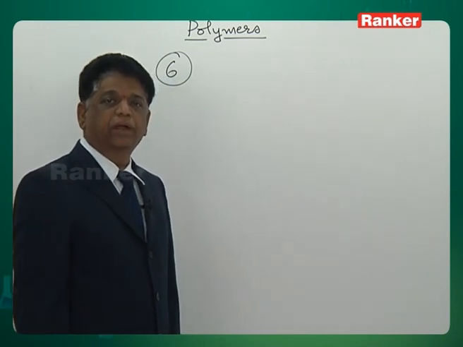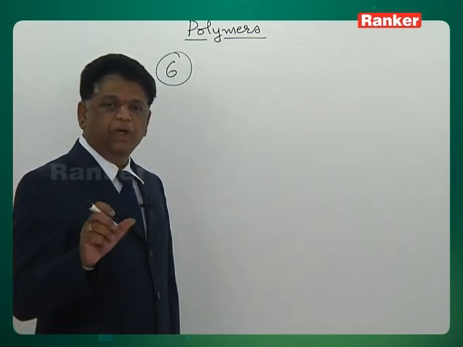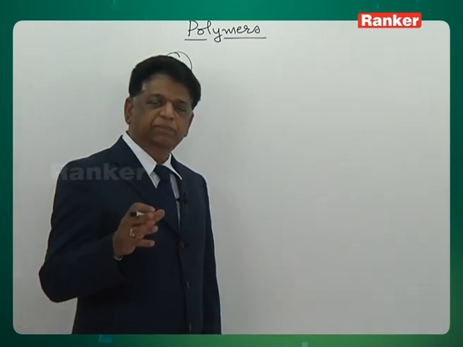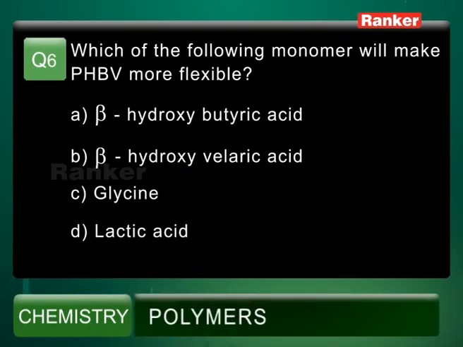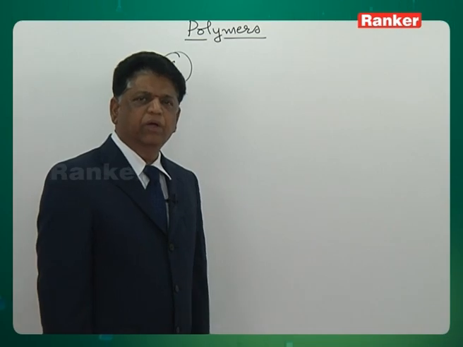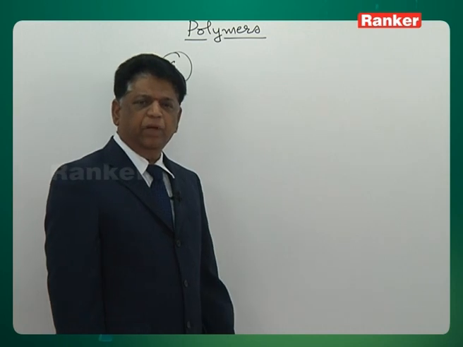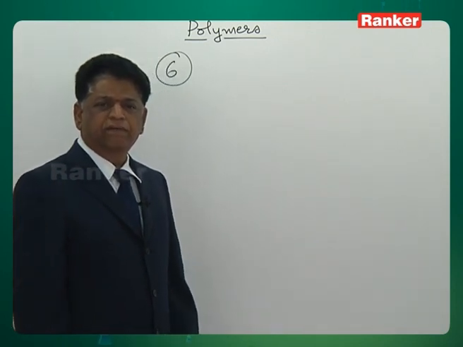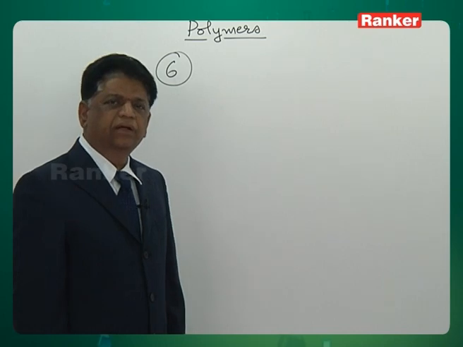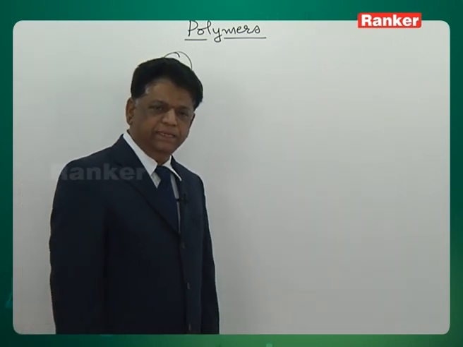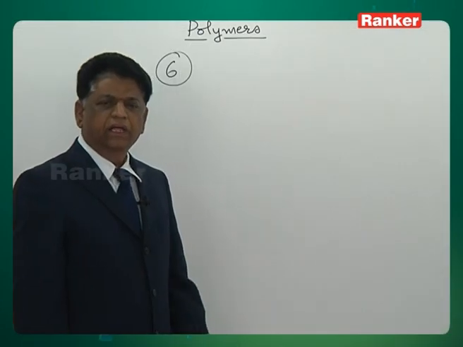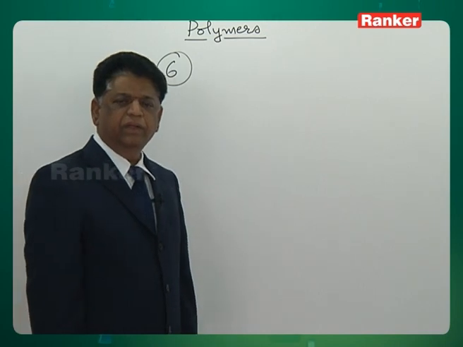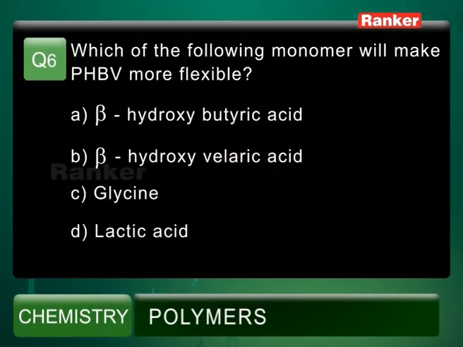Therefore, it is called a biodegradable type of polymer, in which if one of the components increases, the flexibility increases. That is what the question is framed on. Option A is beta hydroxy butyric acid, option B is beta hydroxy valeric acid. These two are the actual components involved, but it is said that option B, beta hydroxy valeric acid, increases the flexibility of the polymer. Glycine and lactic acid, options C and D, are not correct. They are not components of this polymer. So therefore, option B is the right answer.